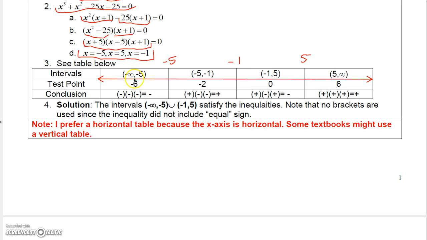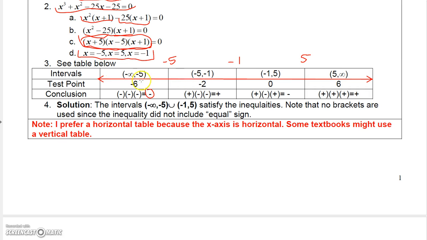Negative 6 is in this interval, negative 2 in this interval, 0 falls in this interval, and 6 falls in this interval. And now go back to this factored form right here and plug in your test numbers. Now if you plug negative 6 into those, each one of these factors is going to be negative, because you'll get negative 1, negative 11, negative 5. And negative times negative times negative is negative. So you're going to get a negative.